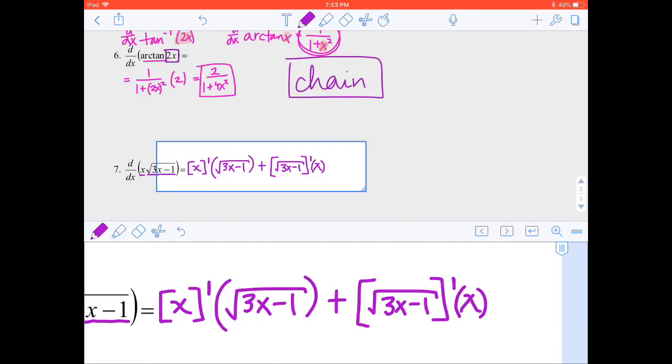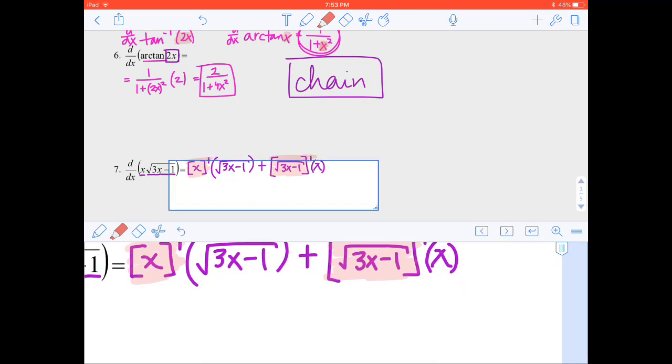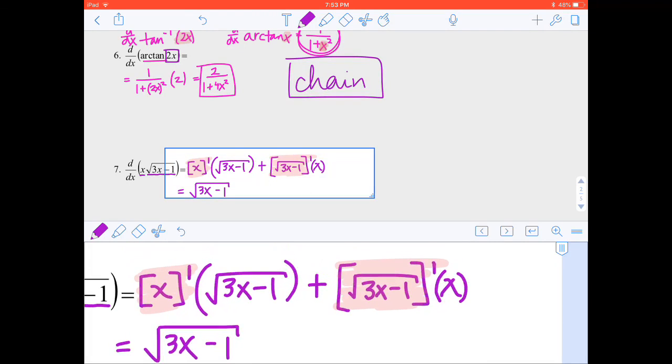You want to start out with that rule, and then we're going to come back here and take these derivatives. So, derivative of x is just 1, so that leaves me with root 3x minus 1 in this section here, because this just becomes 1 times that there.